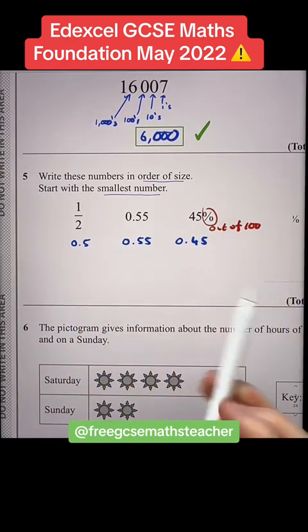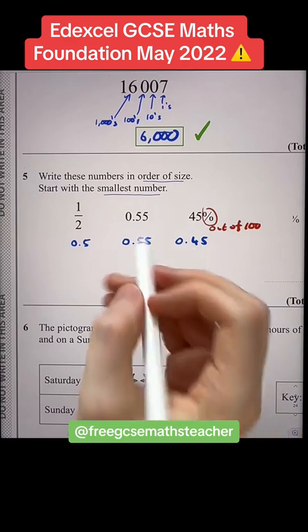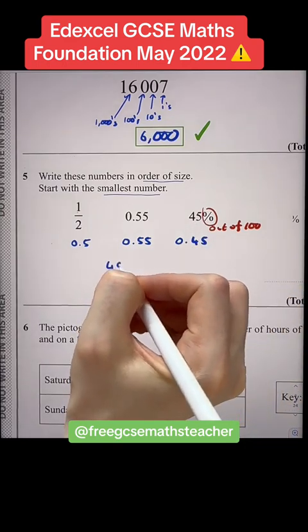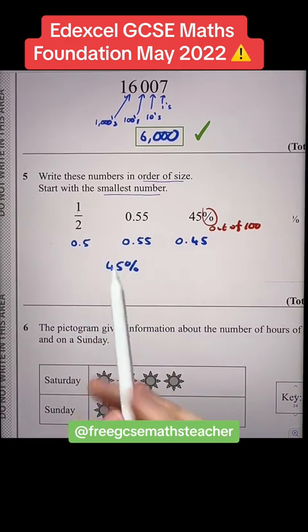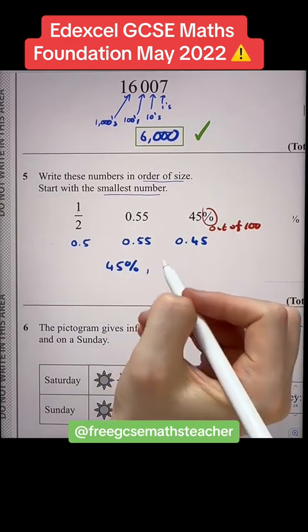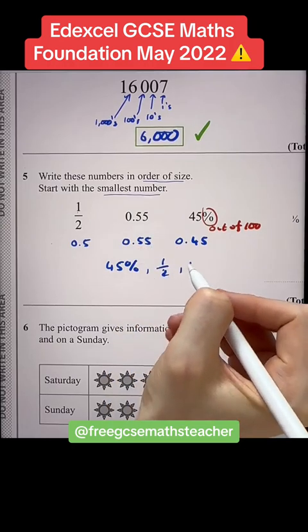Looking at my 3 decimals now, the smallest one reading from the left would be my 0.45, which is my 45%. My next smallest would be my 0.5, which is my half. And my next smallest would be my 0.55.